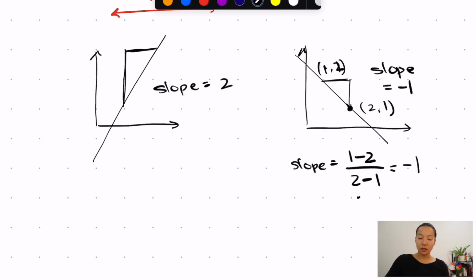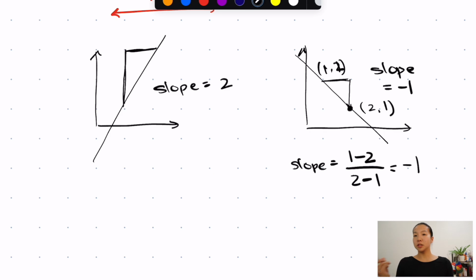And also just a note here, I could have said 2 minus 1 over 1 minus 2. You just have to be consistent. If you're subtracting this y from this one, then you have to subtract this x from this one. You just have to be consistent with which value of x and y comes first.